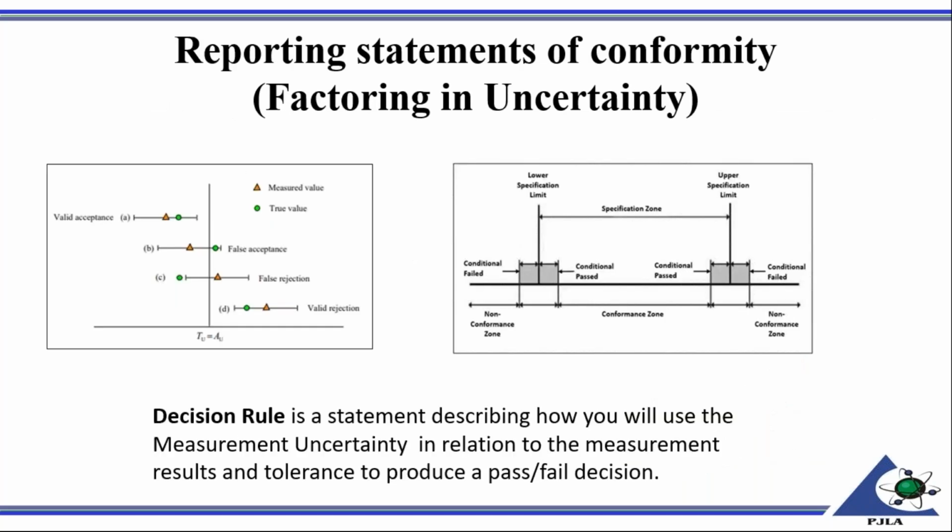So, okay, this is the part where I was describing before. I have a spotlight here. I got some diagrams here showing how the statement of conformity is going to factor in the uncertainty, right? So this can get a little more complicated. So I thought the best way to show this is with these diagrams here. So if you look on the diagram on the left-hand side, you have a couple different examples of, so the triangle is the measured value.